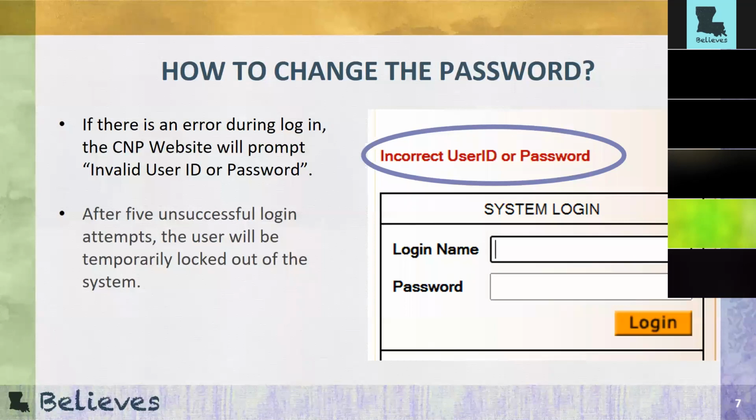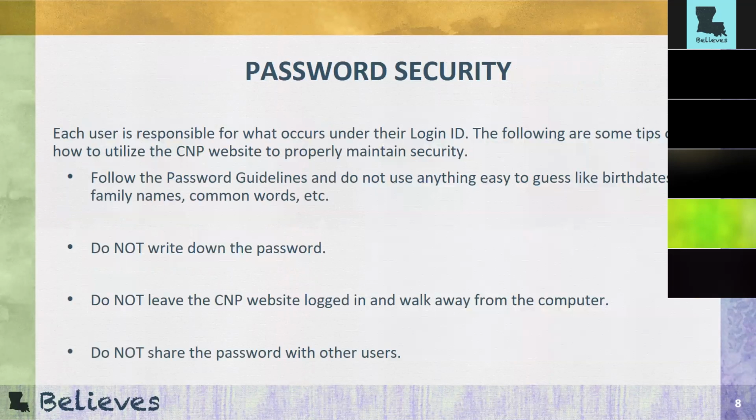From that point forward, if there is an error during login, the CNP website will prompt invalid user ID or password. After 5 unsuccessful login attempts, the user will be temporarily locked out of the system. Each user is responsible for what occurs under their user ID or login ID. The following are some tips on how to utilize the CNP website to properly maintain security.